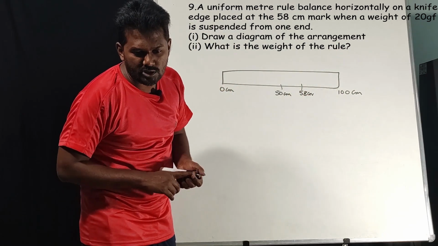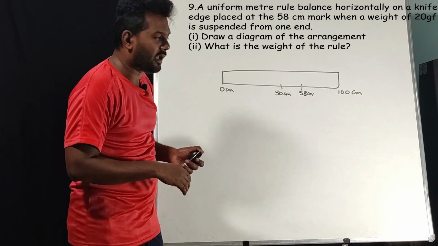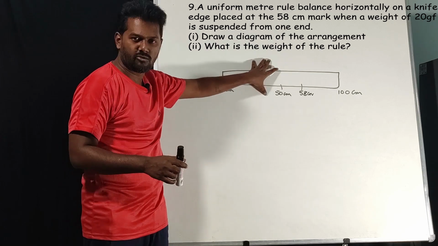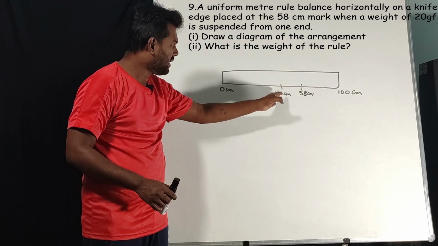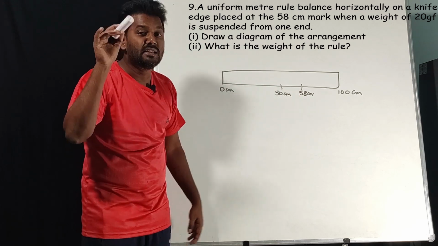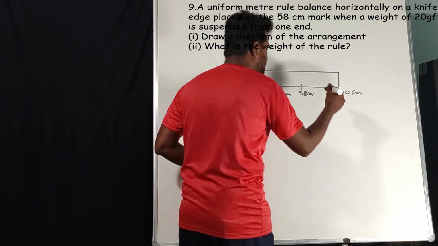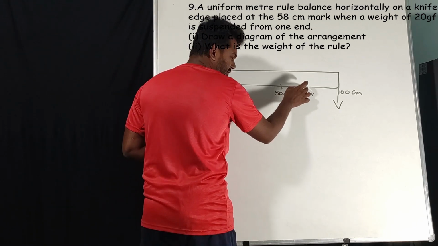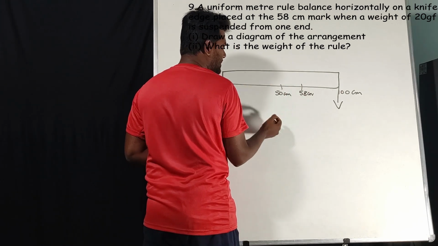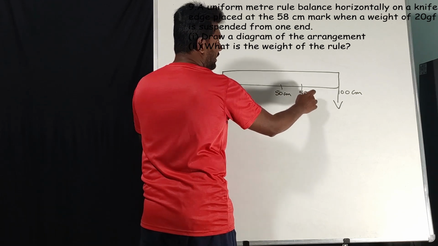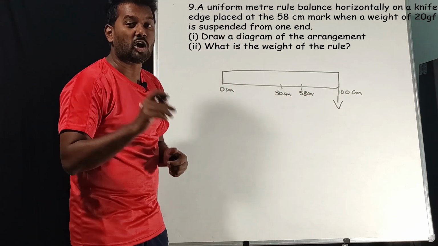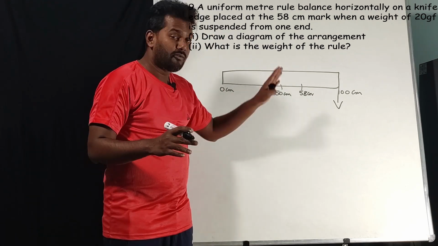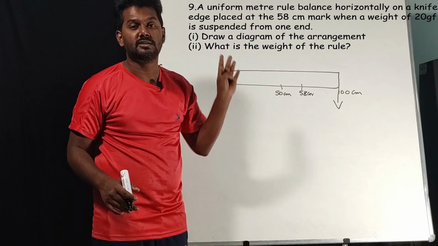So read the question properly. 20 gf is suspended at one end. They have not mentioned where to keep it, this side or that side. For these kinds of questions, uniform meter rule where they have moved the fulcrum or pivoted point, you have to suspend the load on the shortest side. So you have the knife here, which is the shortest side? From here to here it is 58 centimeter, from here to here it is 42, which is the shortest side. There you have to place the load. You understood? There you have to place the load.